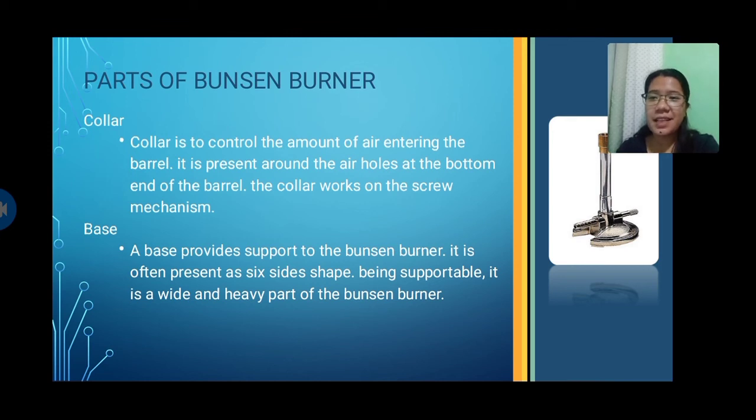The base provides support to the Bunsen burner. It is often present as six sides shape. Being supportable, it is wide and heavy part of a Bunsen burner.